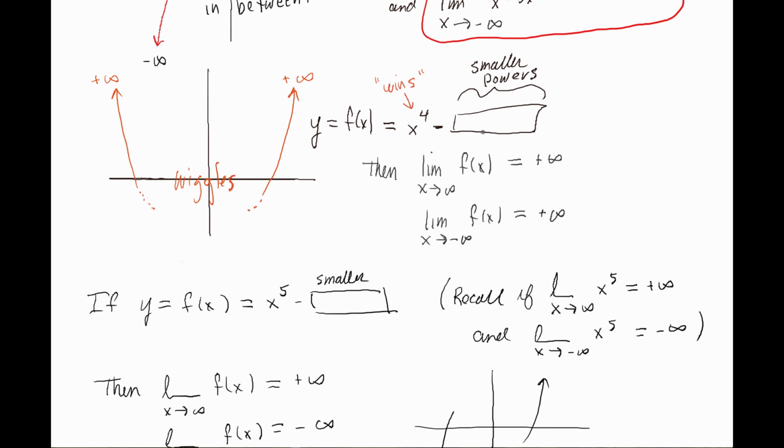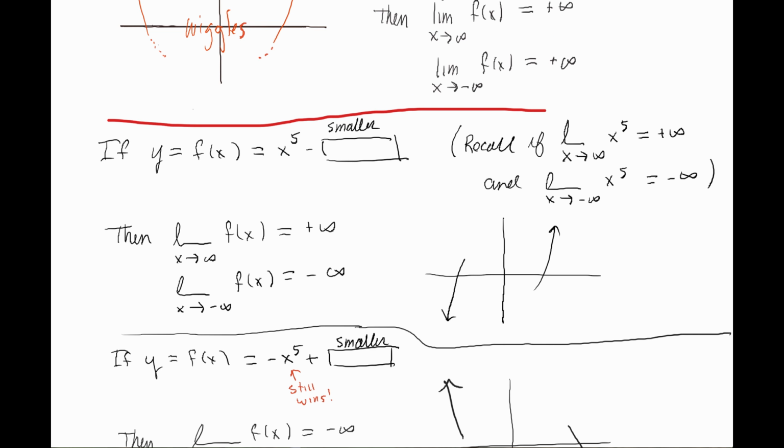Here's another example that can be dealt with in a similar fashion. The formula that I was looking at over here involves an x to the fourth minus smaller powers. In this situation, because the x to the fourth wins, the limit as x approaches infinity of f of x is going to be positive infinity, and the limit as x approaches minus infinity of f of x is going to be plus infinity, which is another way of saying that the graph of this function goes upwards on both ends.